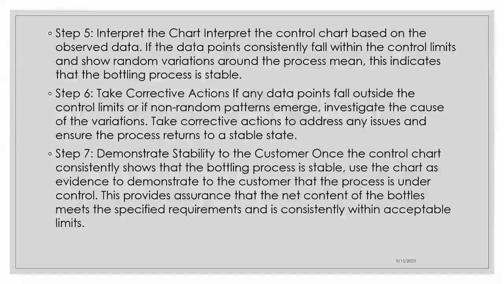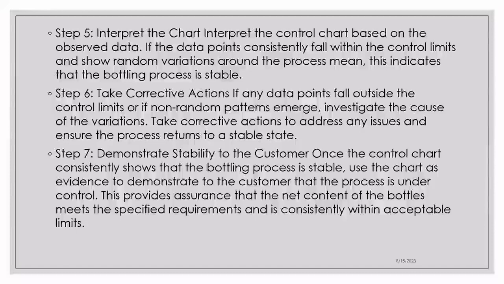If the data points consistently fall within the control limits, they show random variation around the process mean, which indicates the bottling process is stable. That's a normal situation, no? It is around the central line and within the control limits. Then we are going to say it is in control. If it is not, it is required to take corrective actions.